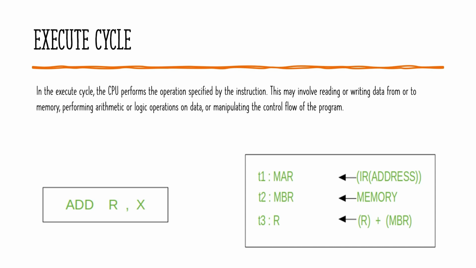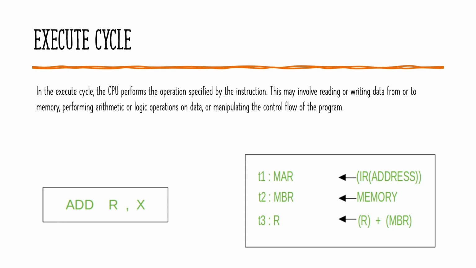Let's take a hypothetical example. Consider an addition instruction, add R, X. Here, this instruction adds the content of location X to register R. This is done in 3 steps. So we begin with the instruction register containing the add instruction.